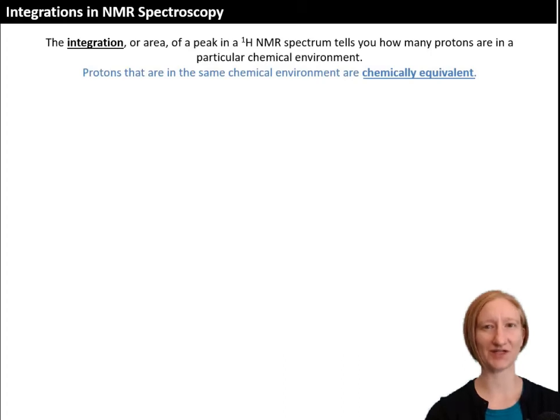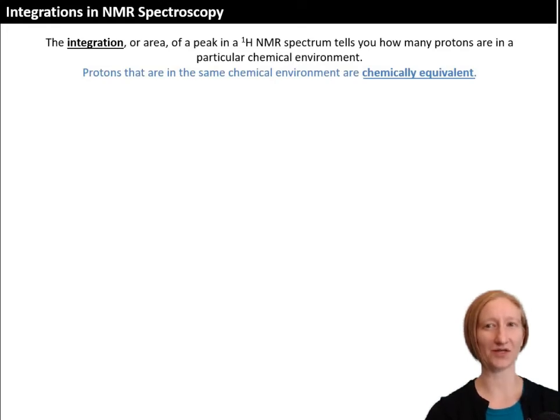In this video, we'll look at the integrations of peaks in the proton NMR spectrum. And the integration, or the area of a peak, tells us how many protons exist in a particular chemical environment. And when protons exist in the same chemical environment, we say that they're chemically equivalent. So first, let's explore this idea of chemical equivalence in more detail.